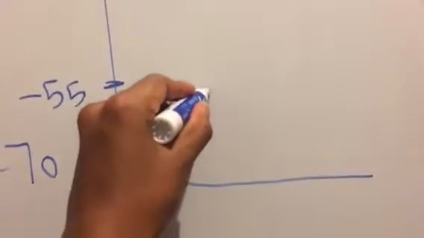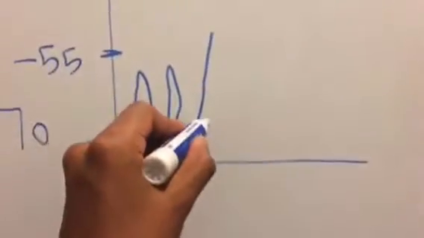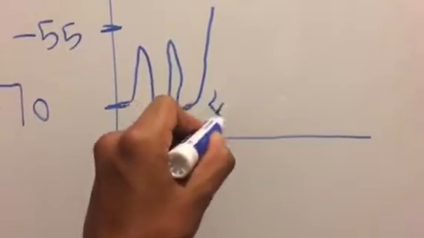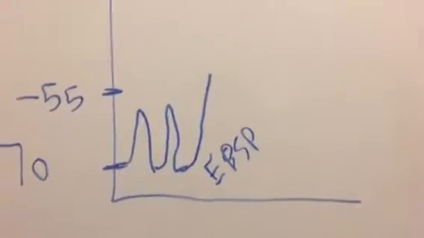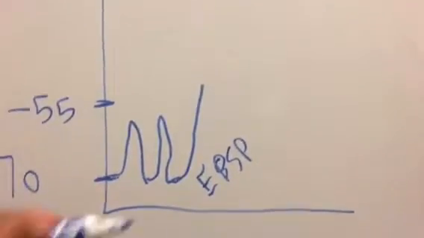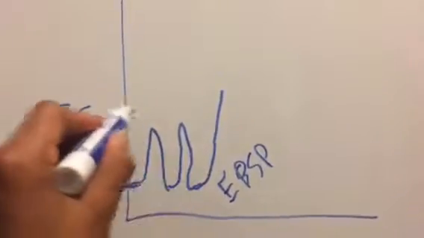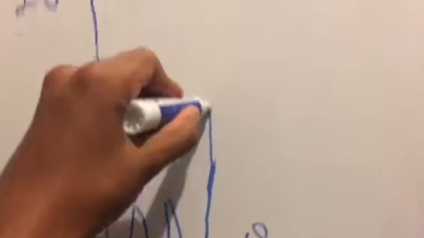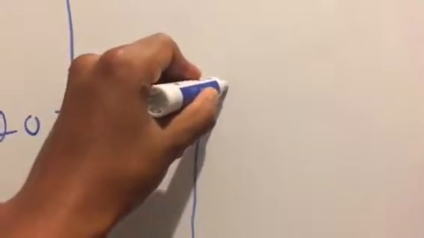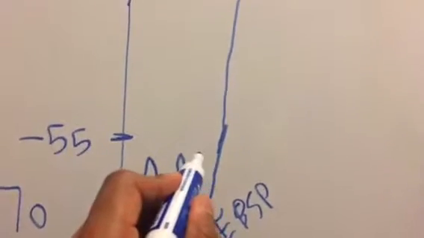So let's say this one manages to reach negative 54. So what was coming in right now? Some excitatory PSP, postsynaptic potentials, sodium, calcium. But now at negative 55, I zoom forward. I zoom all the way to negative 20. So what happened is at negative 55, I reached that threshold.